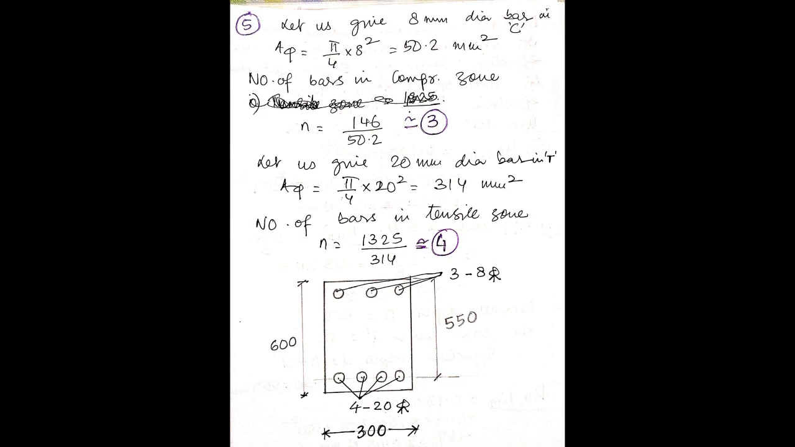So give 4 numbers of 20 millimeter diameter bars in the tensile zone and 3 numbers of 8 millimeter diameter bars in the compressive zone. Total depth is 600 mm, width is 300 mm, and effective depth is 550. So this completes the diagram.